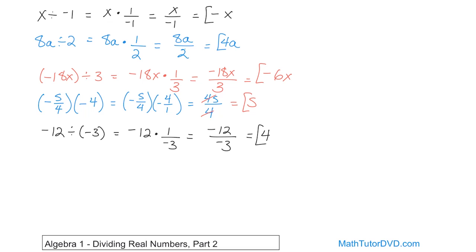I divide them, same signs, negative divided by negative gives me positive 4. Now the truth is you can see that here. You could see that the negative divided by negative gives you positive. You can divide that giving you a 4. I'm just giving you some practice writing it as a reciprocal multiplication because that will come in handy later on.